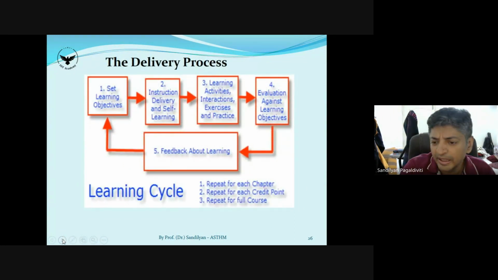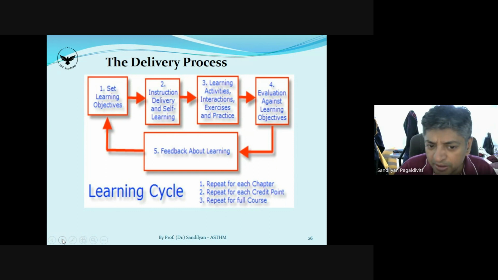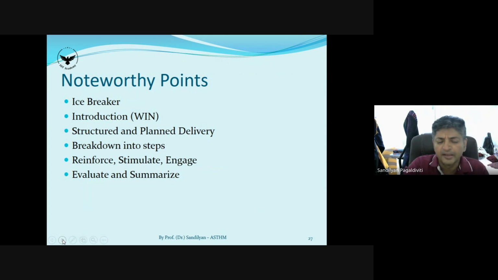So the delivery process I have listed here. Please go through this: set the objectives, get the instruction and self-learning process, learning activities, interactions, exercises, practices, evaluate the whole thing against the objectives, get the feedback, reset the learning objectives, repeat it for each chapter, each credit or the course as the system demands. Next. We are coming almost to the close.